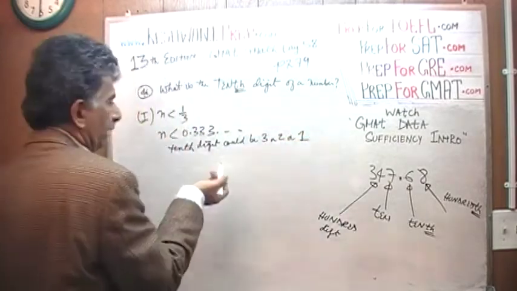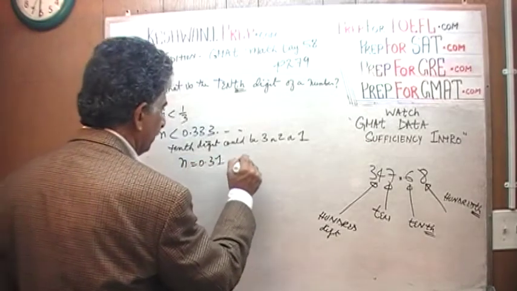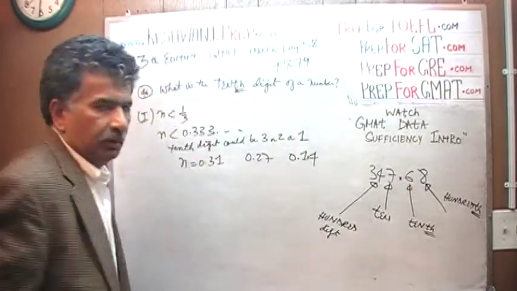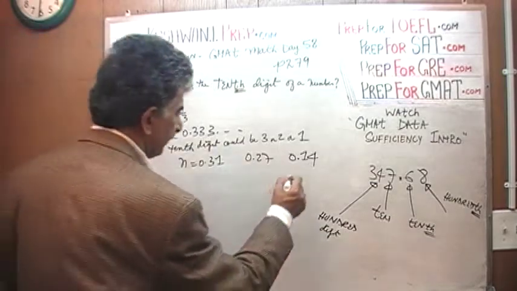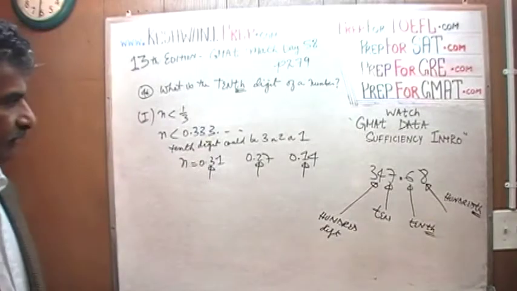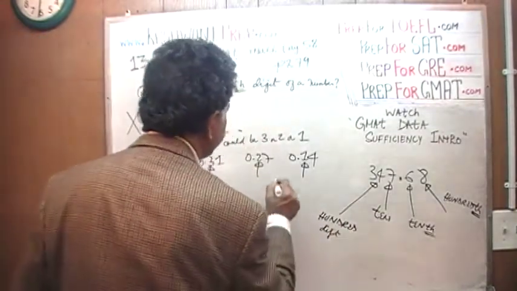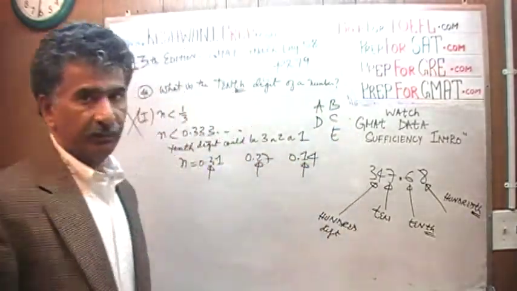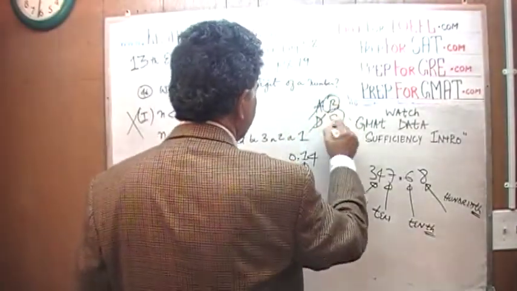It could be anything. n is less than 1/3, and n could be equal to 0.31, or 0.27, or 0.14. We don't know what n is. This is not going to tell us what the 10th digit is. The 10th digit could be 1, 2, or 3. The first statement by itself is not enough. Let's put it here: A, D, B, C, E. Since the first statement by itself does not do the job, the answer cannot be A or D. It's got to be either B, C, or E.